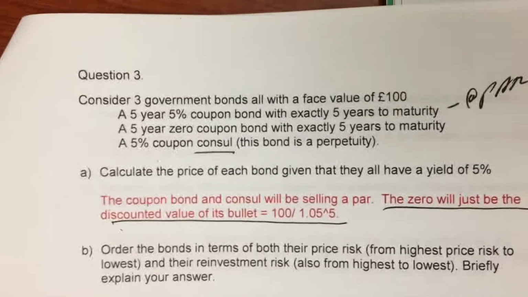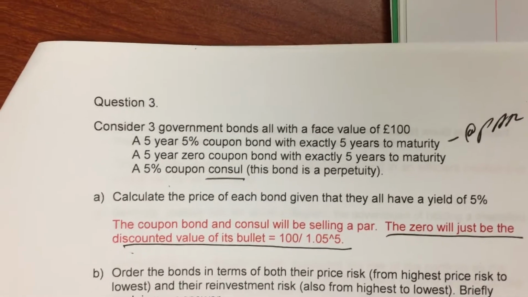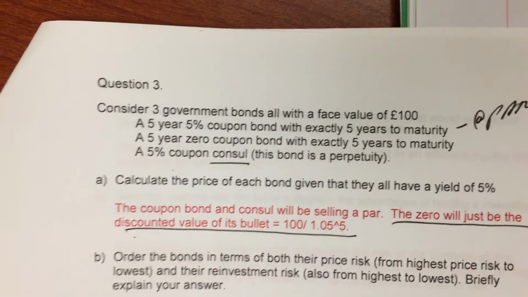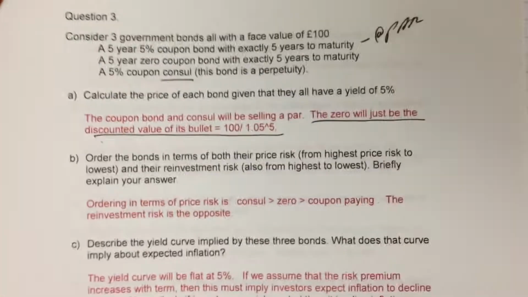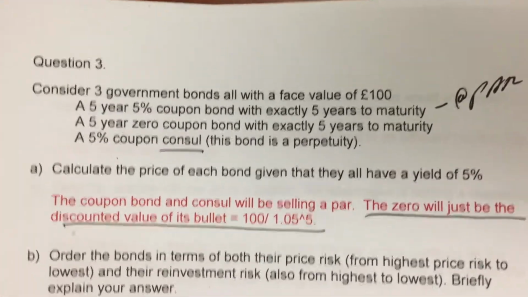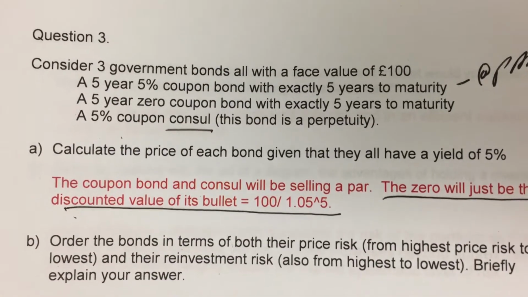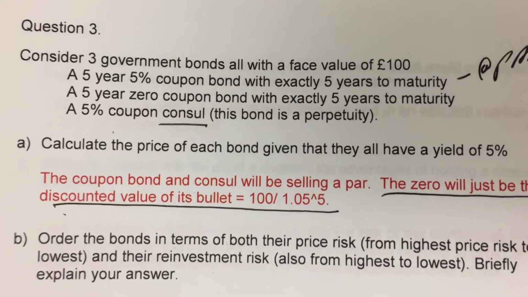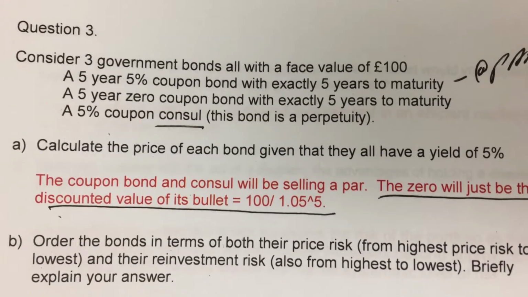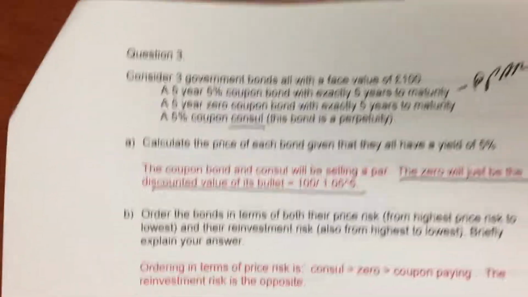We are at question 3 of mock exam 1, and this is a bond question. They're asking us to take a look at 3 government bonds. Government bonds, by definition, are safe bonds. They all have a face value of 100, and we know that face value is the amount that's going to be paid at the maturity of the bond. And they're asking us to determine the current price of each bond.